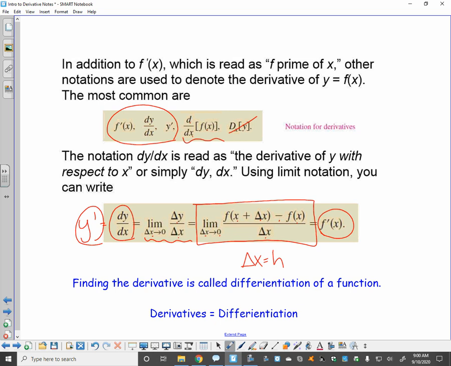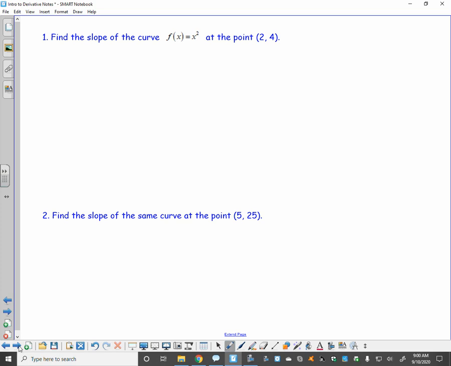Finding the derivative is called differentiation of a function. Derivatives equal differentiation. So if I say, I want you to differentiate that function, that means find its derivative. Okay? If I ask you if it's differentiable, then I want to know, can you find the derivative? Okay, so let's do some.